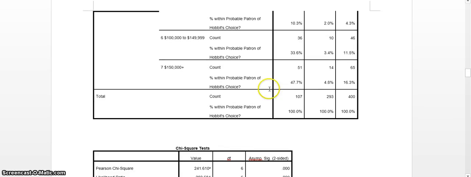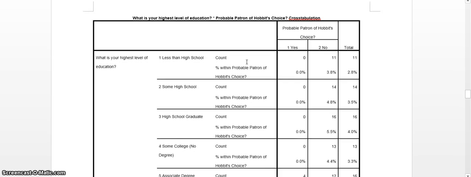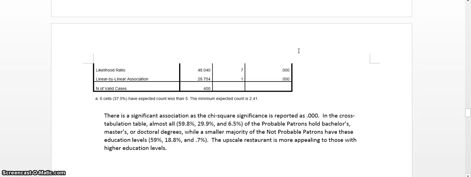In this case, 33.6% and 47.7% have the highest percentages. That means that people who have higher income would have the higher probability of being a patron of the Hobbit's Choice restaurant. For the education level, again, we have to report the sig value. There is significance, so that means that there's correlation. Then we have to talk about who the upscale restaurant is more appealing to, same as just now with question 3 on the income level.